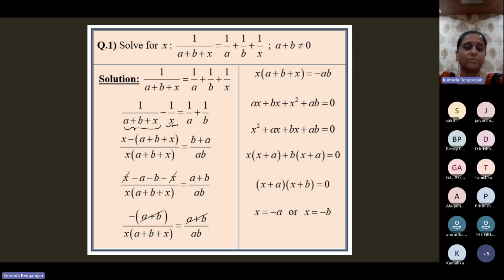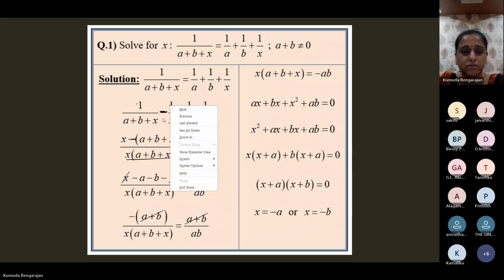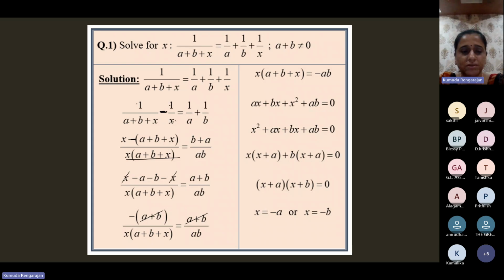X into a plus b plus x is the common denominator. So it's like cross multiplying, no? You need to multiply 1 and x. 1 into x is x, minus this minus sign and this into this. So you'll get this a plus b plus x as it is. This is just the common denominator, children, nothing else.